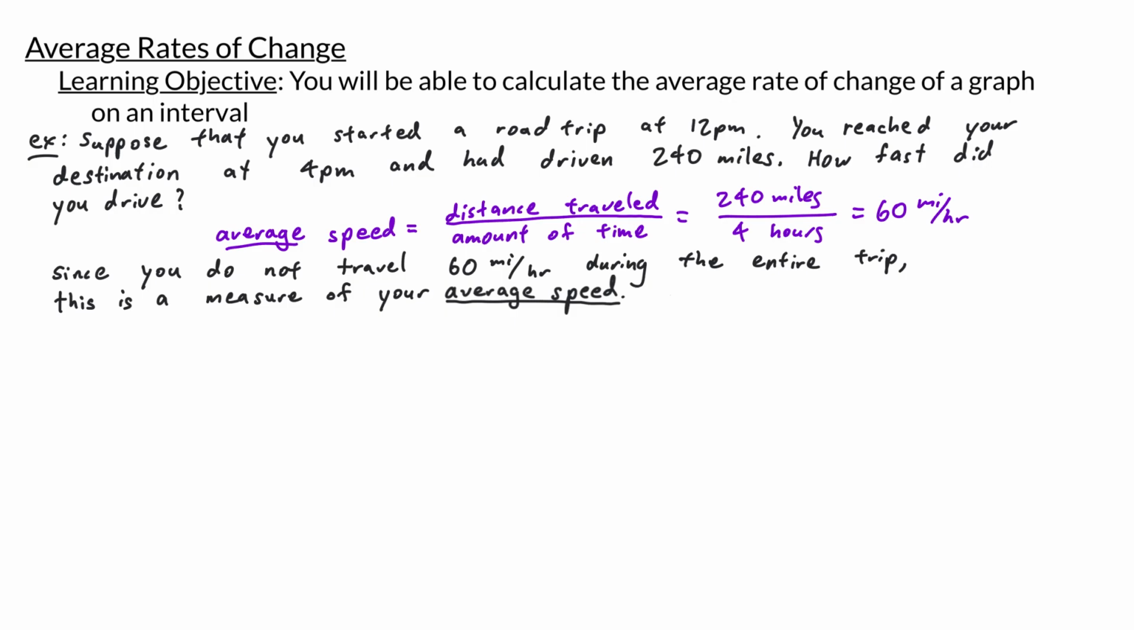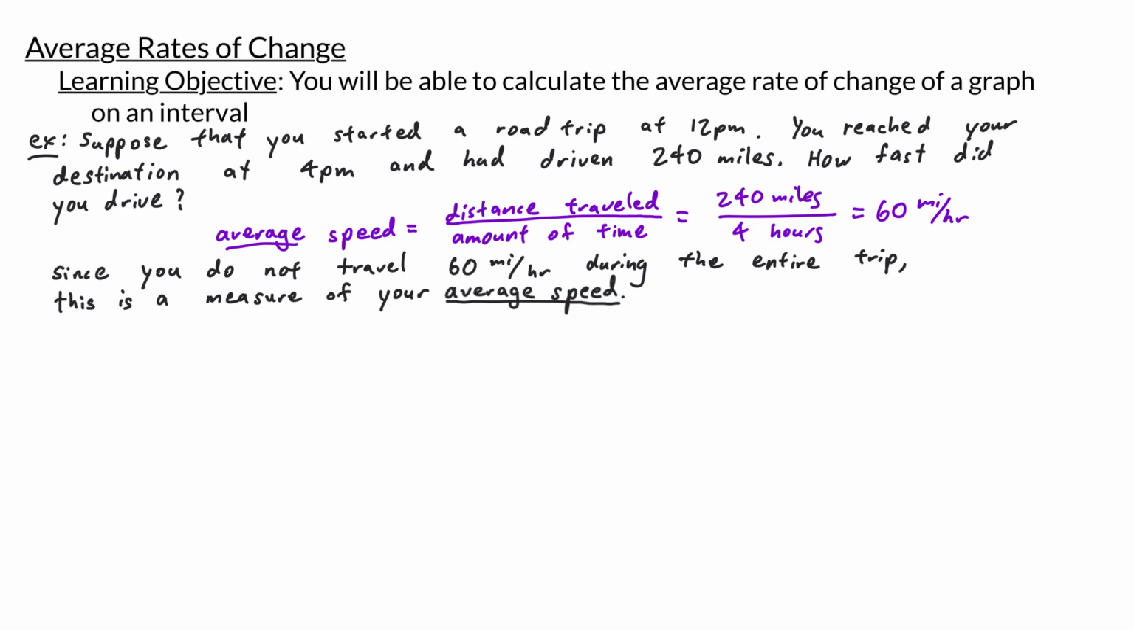So when we talk about rates of change, we actually have to be more specific. There's the average rate of change, which is what we're calculating here, and also what we calculated in our previous video. And then there's something called the instantaneous rate of change, which is something that you'll learn to find in calculus. In our current example, the instantaneous rate of change or instantaneous speed would refer to how fast you were driving at any given moment in time.